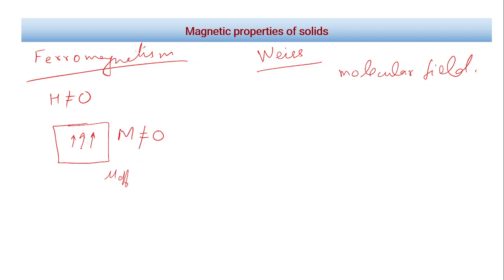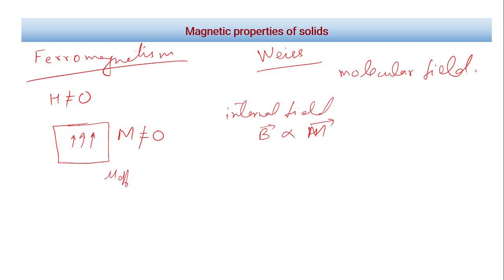So to explain what could be causing this alignment without even applying any magnetic field to make them align, Weiss gave this hypothesis that there is some field inside the material. So we are not applying any external magnetic field, but there is some sort of internal field which is making some of the magnetic moments align or get along with each other. And he said that that internal field is proportional to the magnetization of that material.